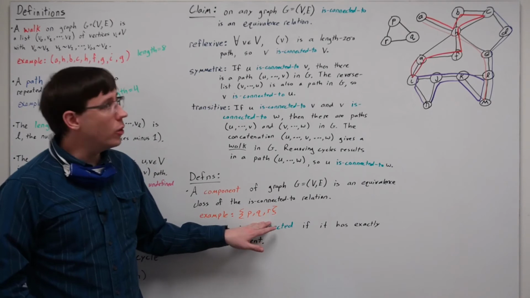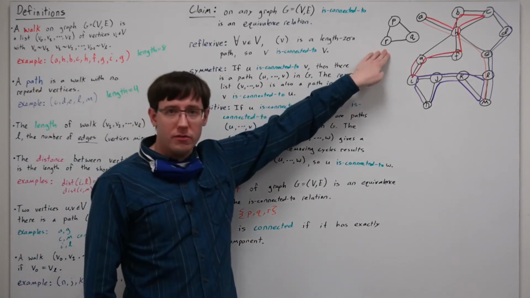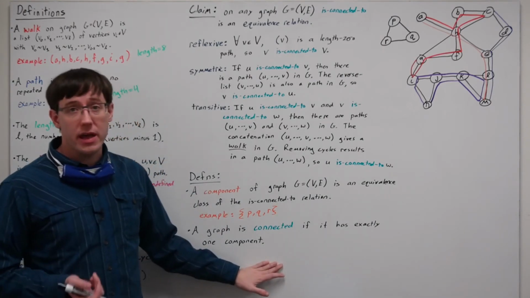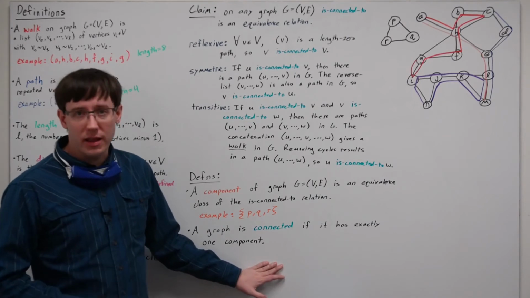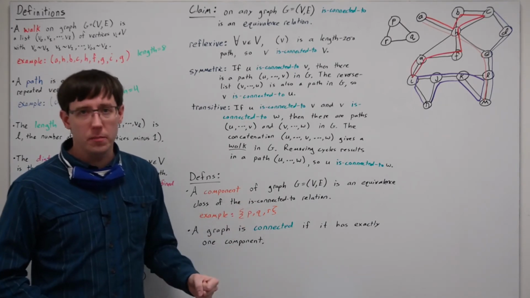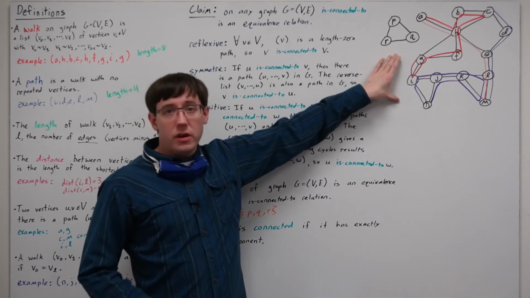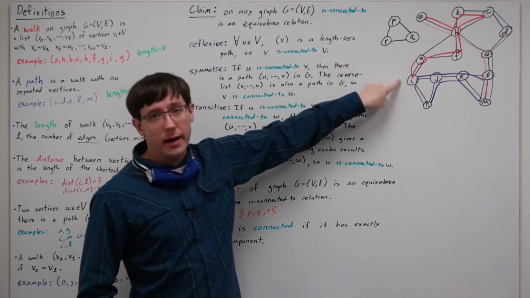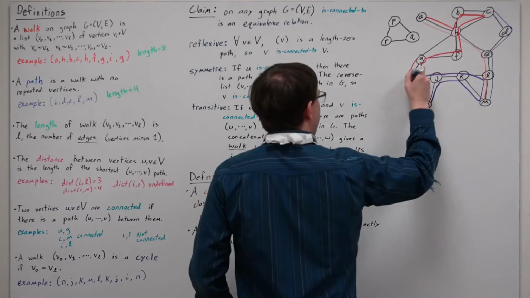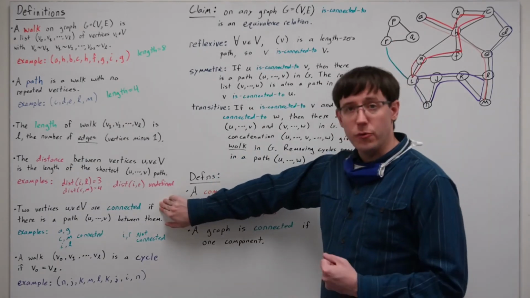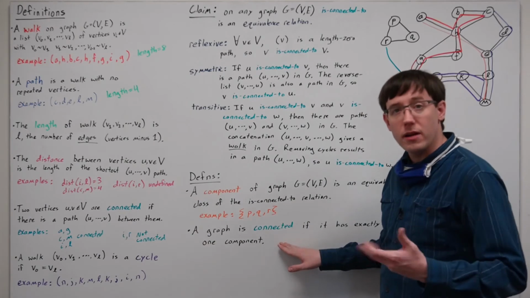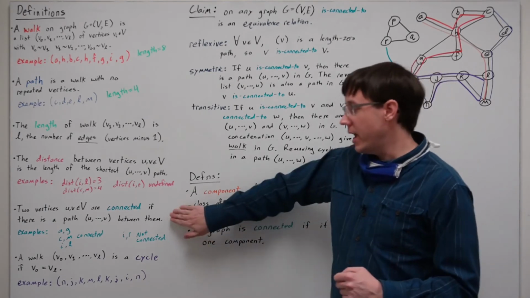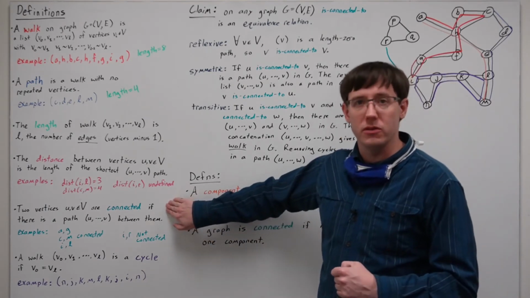So the set PQR is a component of this graph, and we can call a graph connected if that graph has only one equivalence class under the is connected to relation. So this graph is not connected, but if we added one edge, say from R to I, then the graph would be connected. And the idea of connected for two vertices and connected for a graph are closely related. A graph is connected if and only if every pair of vertices in the graph is connected.